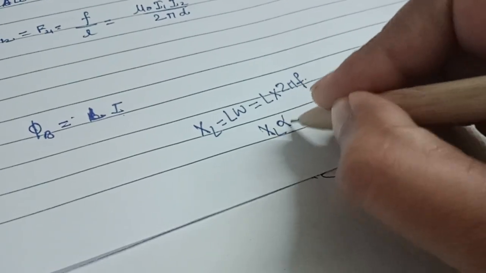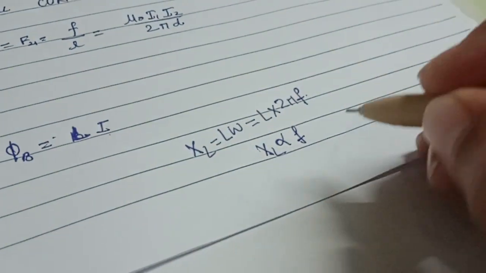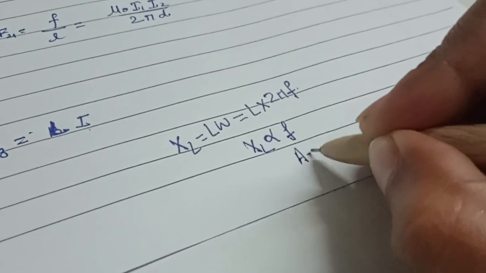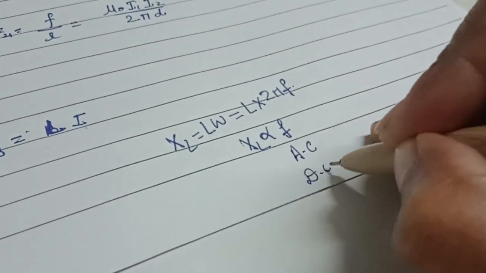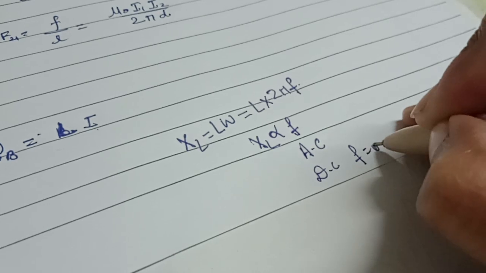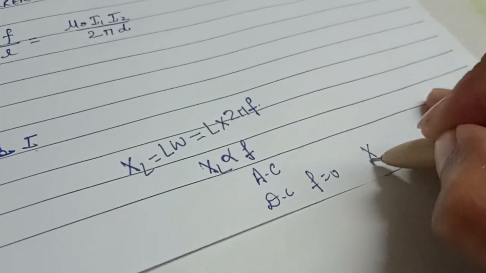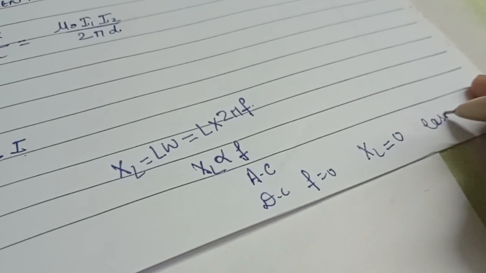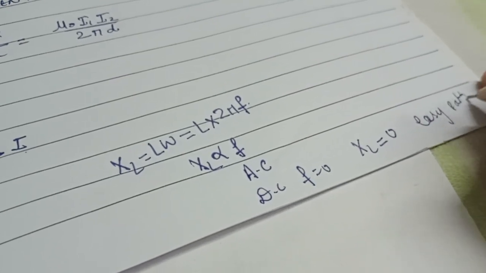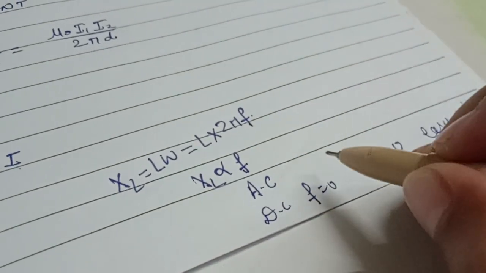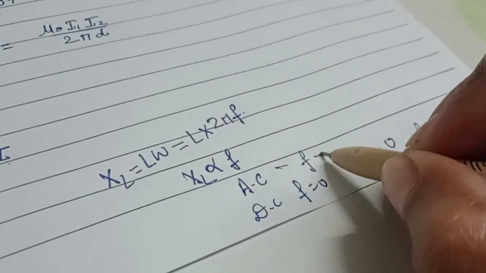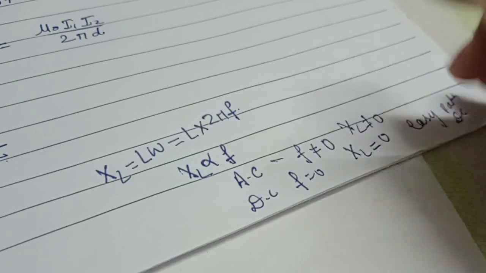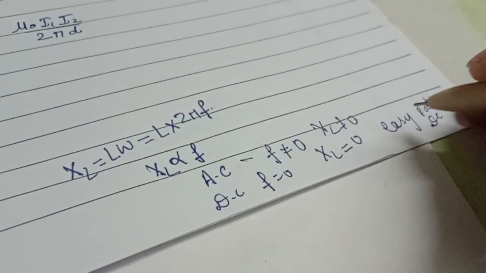XL is directly proportional to the frequency. On the basis of frequency, we divide current into two types: one is AC and the other is DC. DC always has frequency 0. It means for DC, XL is equal to 0, meaning an easy path for DC. And for AC the frequency is not equal to 0. It means XL is not equal to 0, so it always opposes the AC.